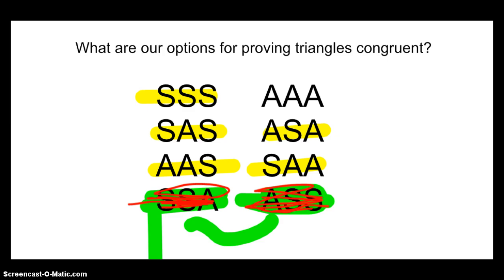So the last one is angle, angle, angle. Let's see what we could come up with for angle, angle, angle. What are your thoughts? Is angle, angle, angle a way to prove congruence? So we're going to do a construction to show you what you think about angle, angle, angle. Now that is all 3 corresponding angles are congruent.